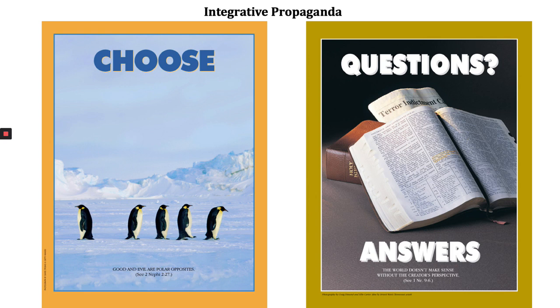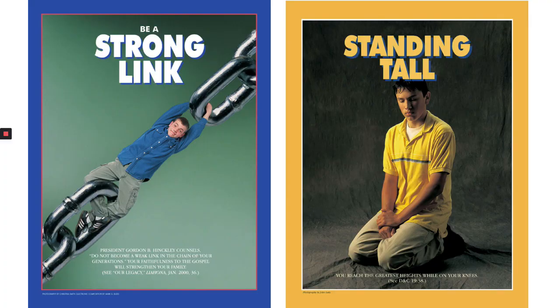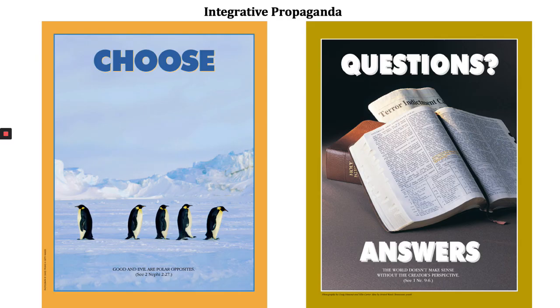But again, integrative propaganda doesn't necessarily have to be destructive and harmful like we see with the Nazis. The church uses integrative propaganda all the time, right? So we see here some old images that you would see probably in like the New Era or something. We have the penguins where it says choose, good and evil are polar opposites, and I think in terms of integrative, you want to join the group, right, rather than going your own way. This is the narrow path to righteousness. So try to join the group.